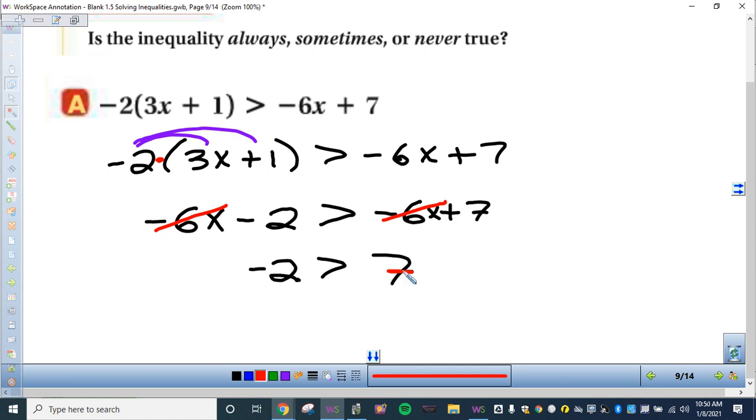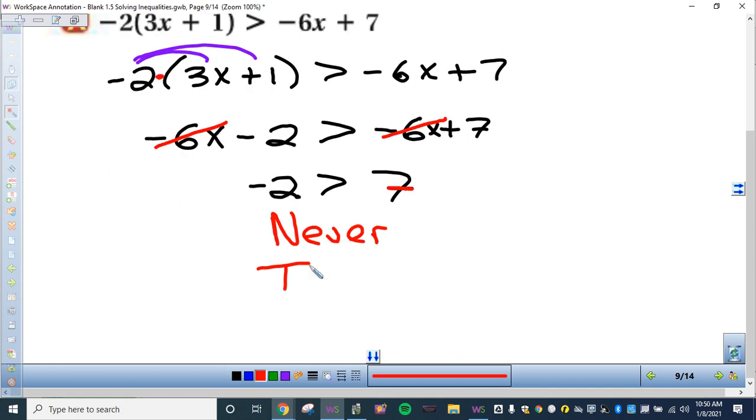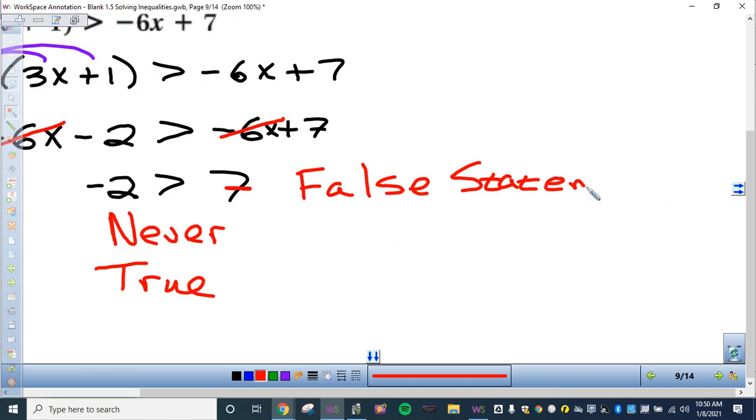So is -2 greater than 7? Yes or no? Shake your head. No, it's not greater. So that is never true. Right? This made a false statement. So when you get a false statement, it makes sense that it is never true. A false statement doesn't make sense as always true or sometimes. It's got to be never. -2 is never greater than 7.